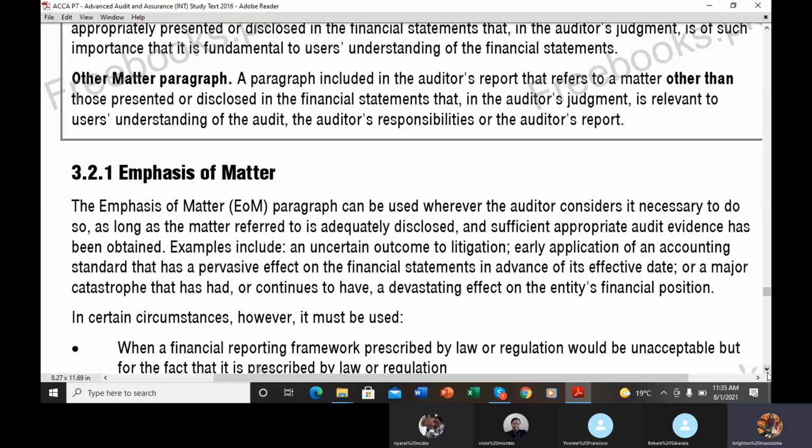Emphasis of matter paragraph is another heading that should be included. Am I right? It is a type of paragraph in the auditor's report on financial statements. Full stop, continuation.